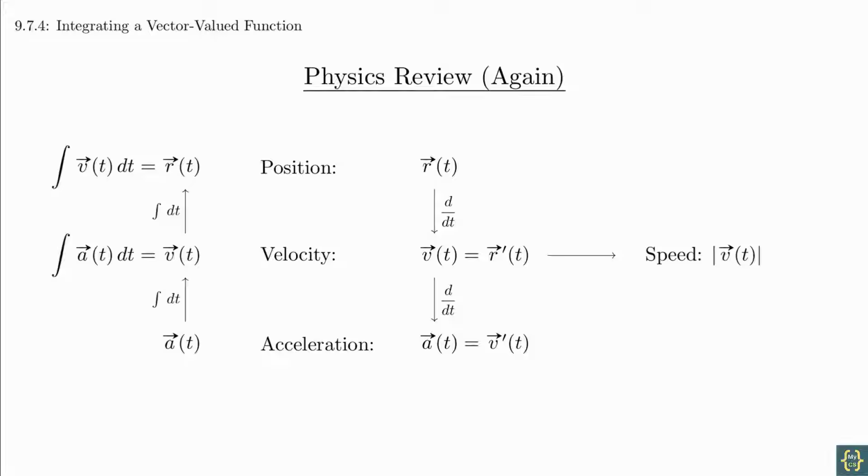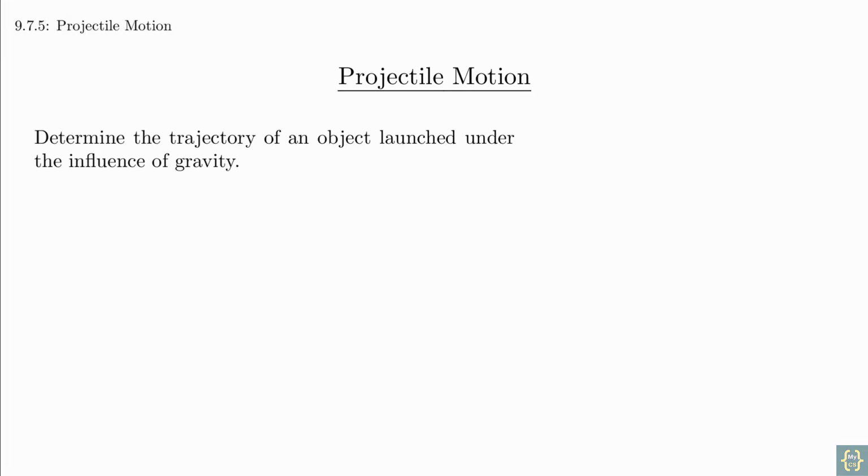These constants are often called initial conditions. With any one of these vectors and the right number of conditions, we are able to calculate all the others. We are going to apply these ideas to the problem of projectile motion. This is the theoretical motion of an object that is launched under the influence of gravity.